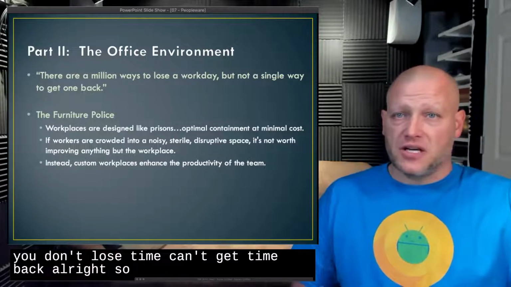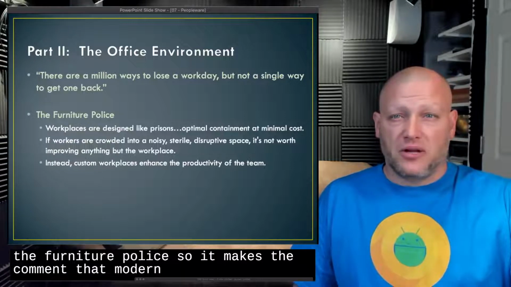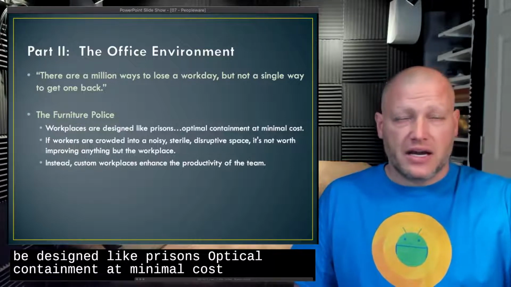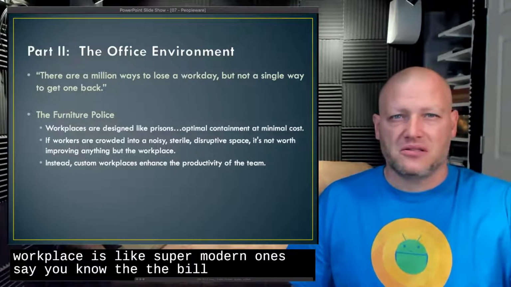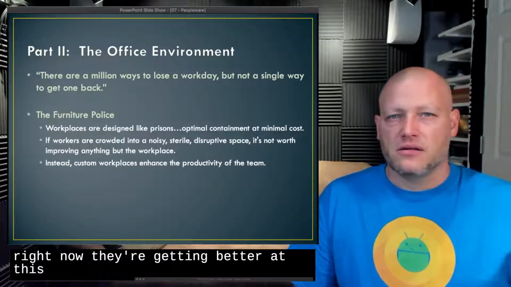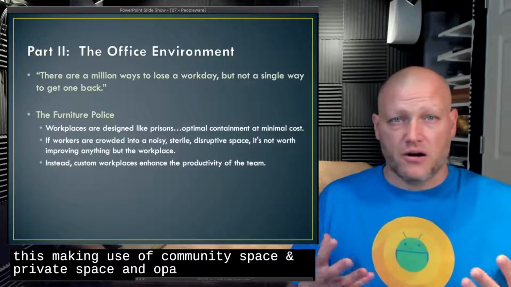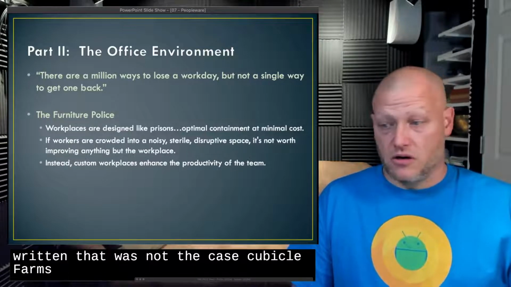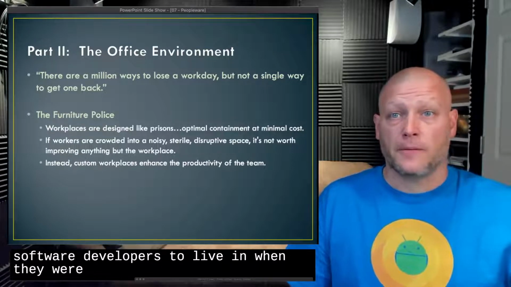All right, so the first section here: the furniture police. It makes the comment that modern workplaces tend to be designed like prisons, optimal containment at minimal cost. Now, super modern workplaces, say the buildings that are being built in Silicon Valley right now, are getting better at this. They're making use of community space and private space and open air architecture and all that kind of stuff. But when this book was first written, that was not the case. Cubicle farms were the standard practice for software developers to live in when they were at work.